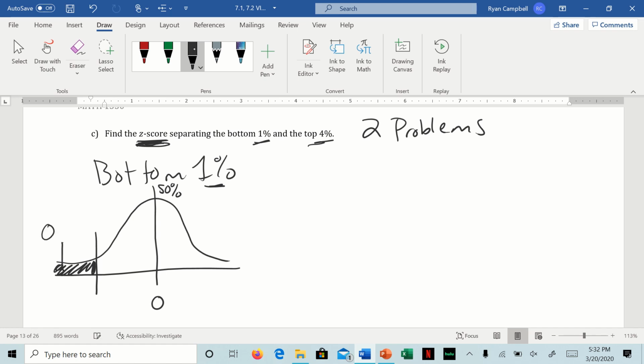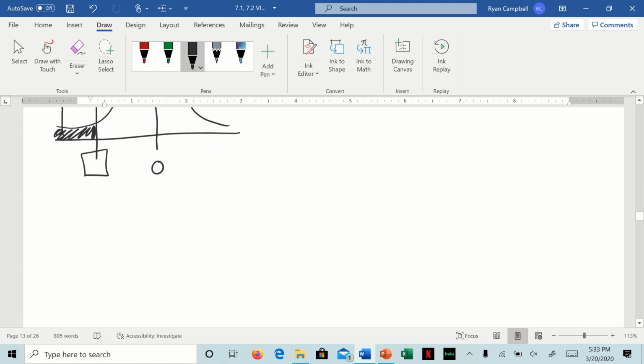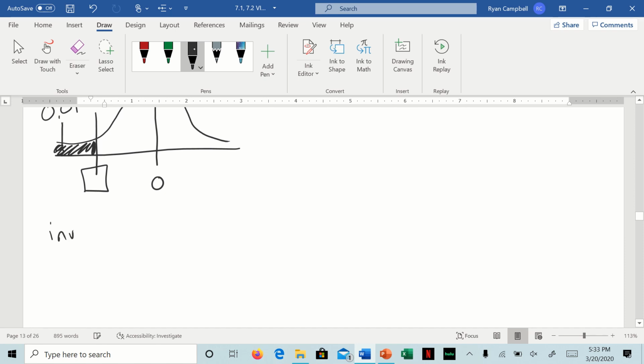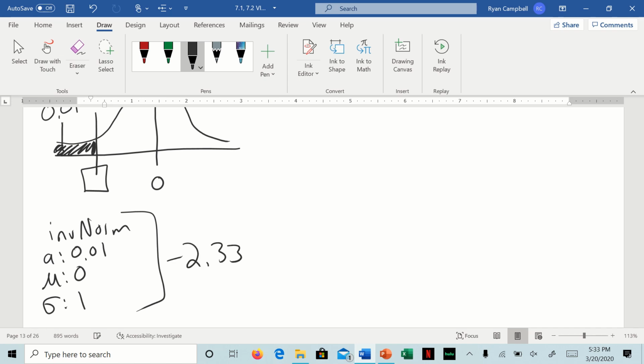So this is where the 0.01 goes, because that's where the probability is. This is our data value that we're trying to find. To find the data value, you use inverse norm, right? The area is 0.01 because that's to the left. The mean is 0. Standard deviation is 1. We type all that into the calculator, which I will definitely do now so I don't mess up again. We end up with negative 2.33.